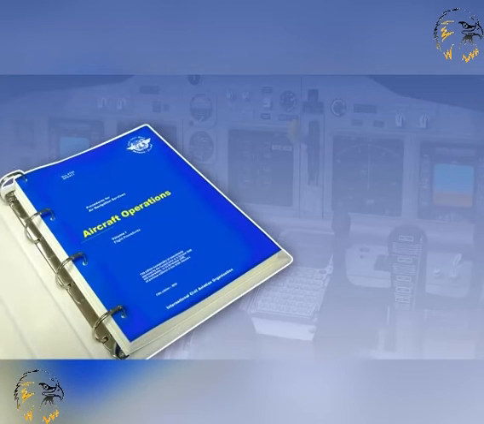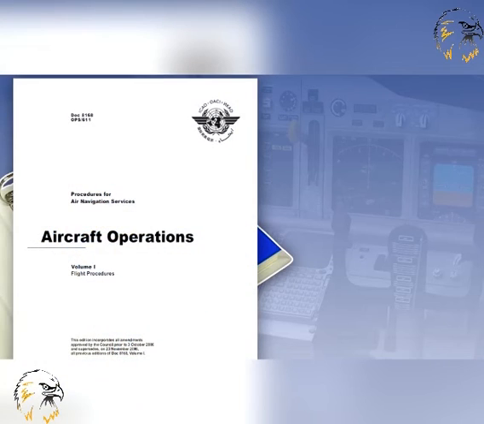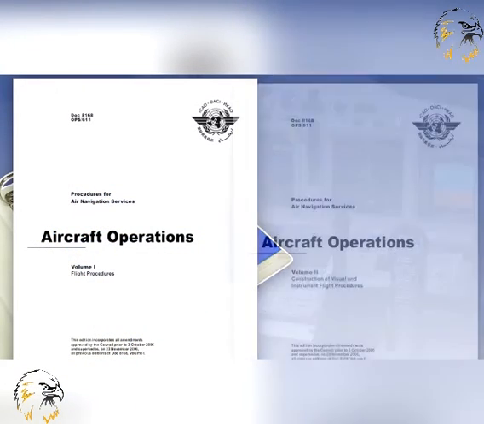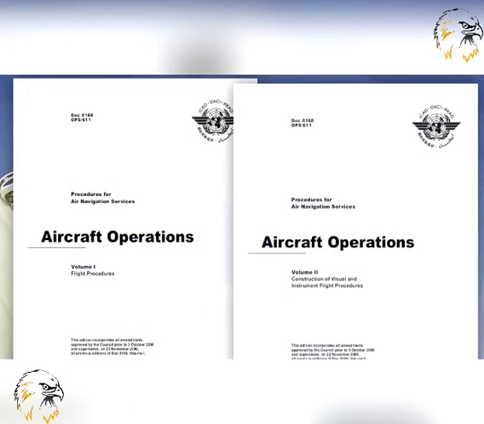The document that specifies the recommendations for instrument procedures is the ICAO document 8168, Procedures for Air Navigation Services, Aircraft Operations, and it comes in 2 volumes. Volume 1 is Flight Procedures, and Volume 2 is Construction of Visual and Instrument Flight Procedures.